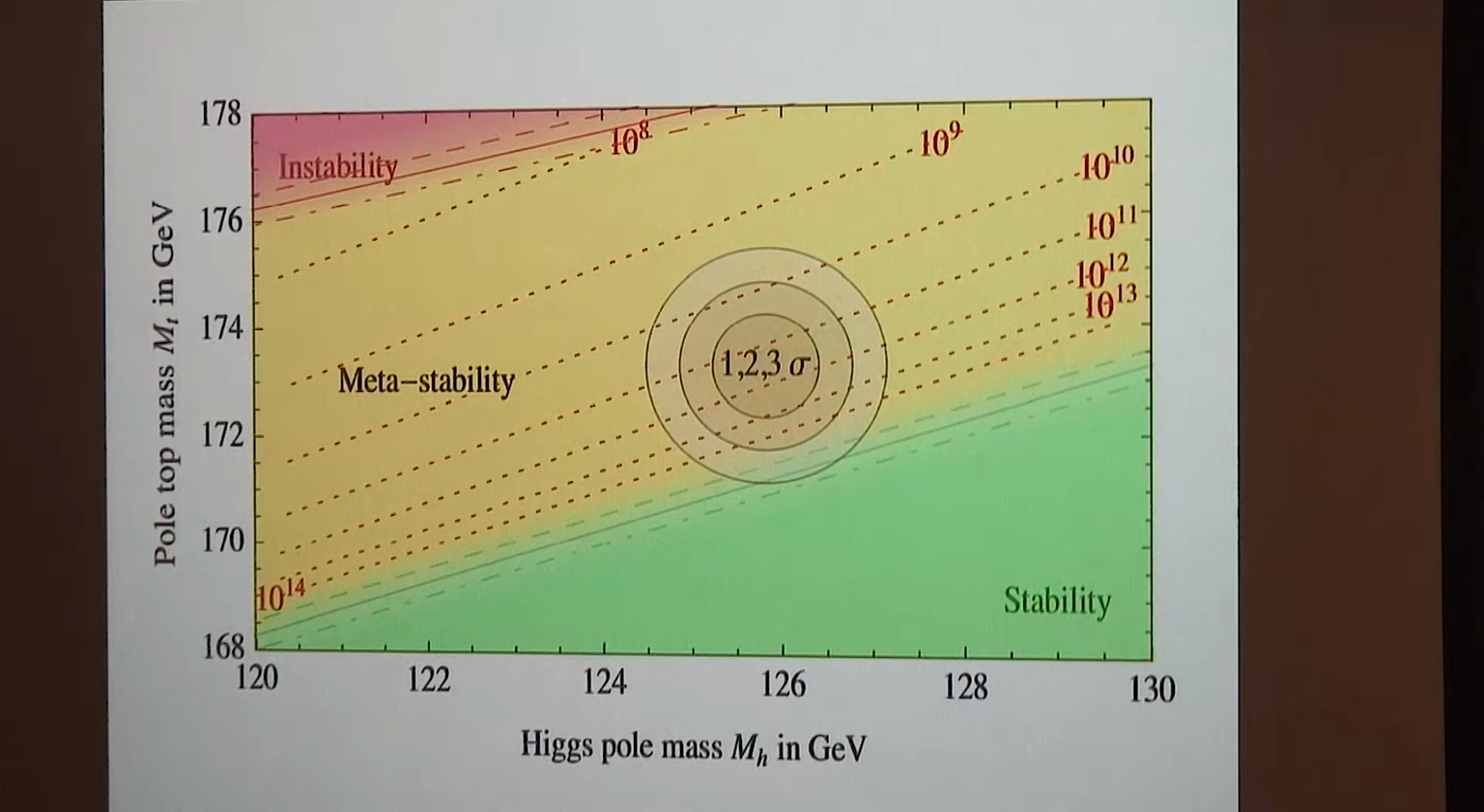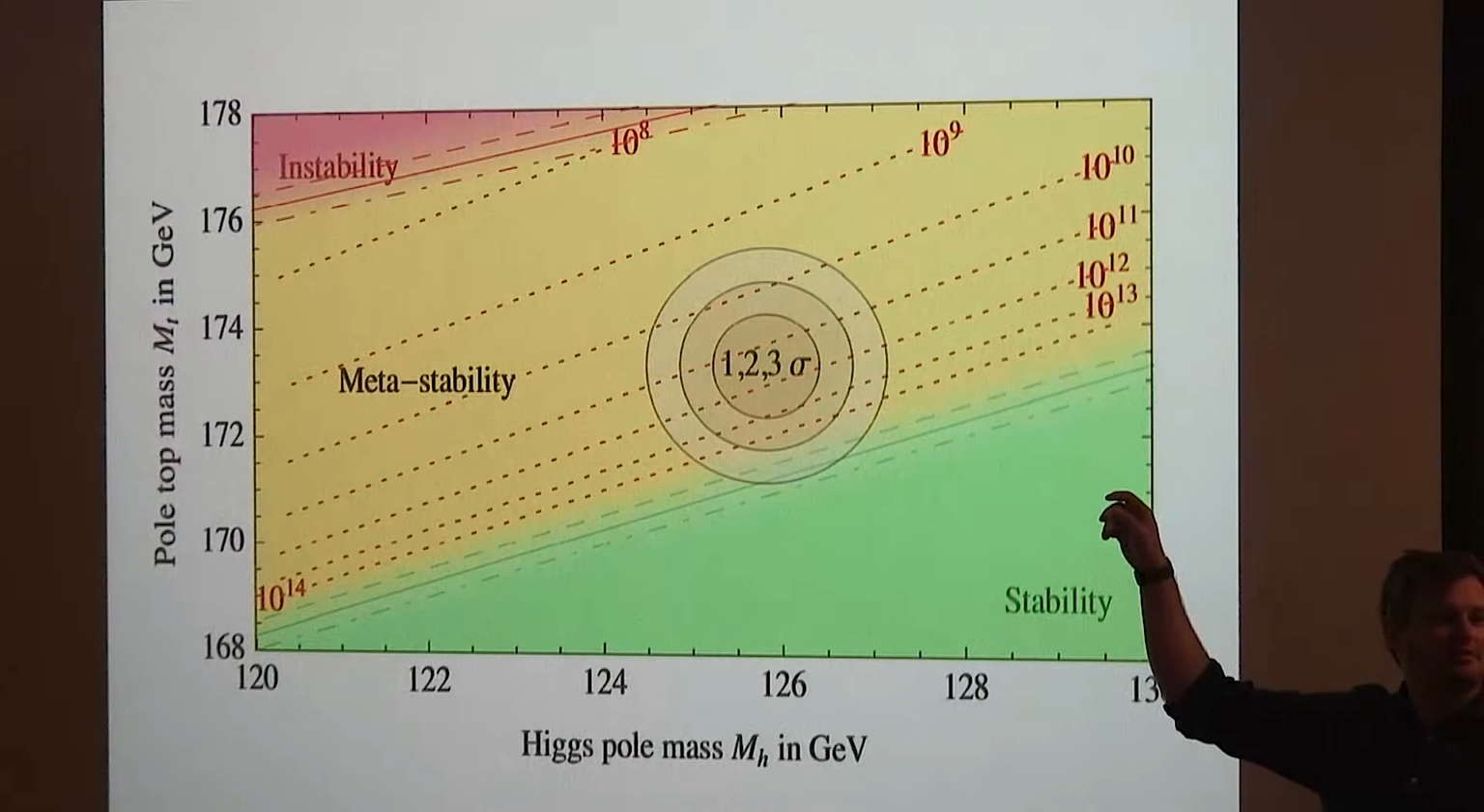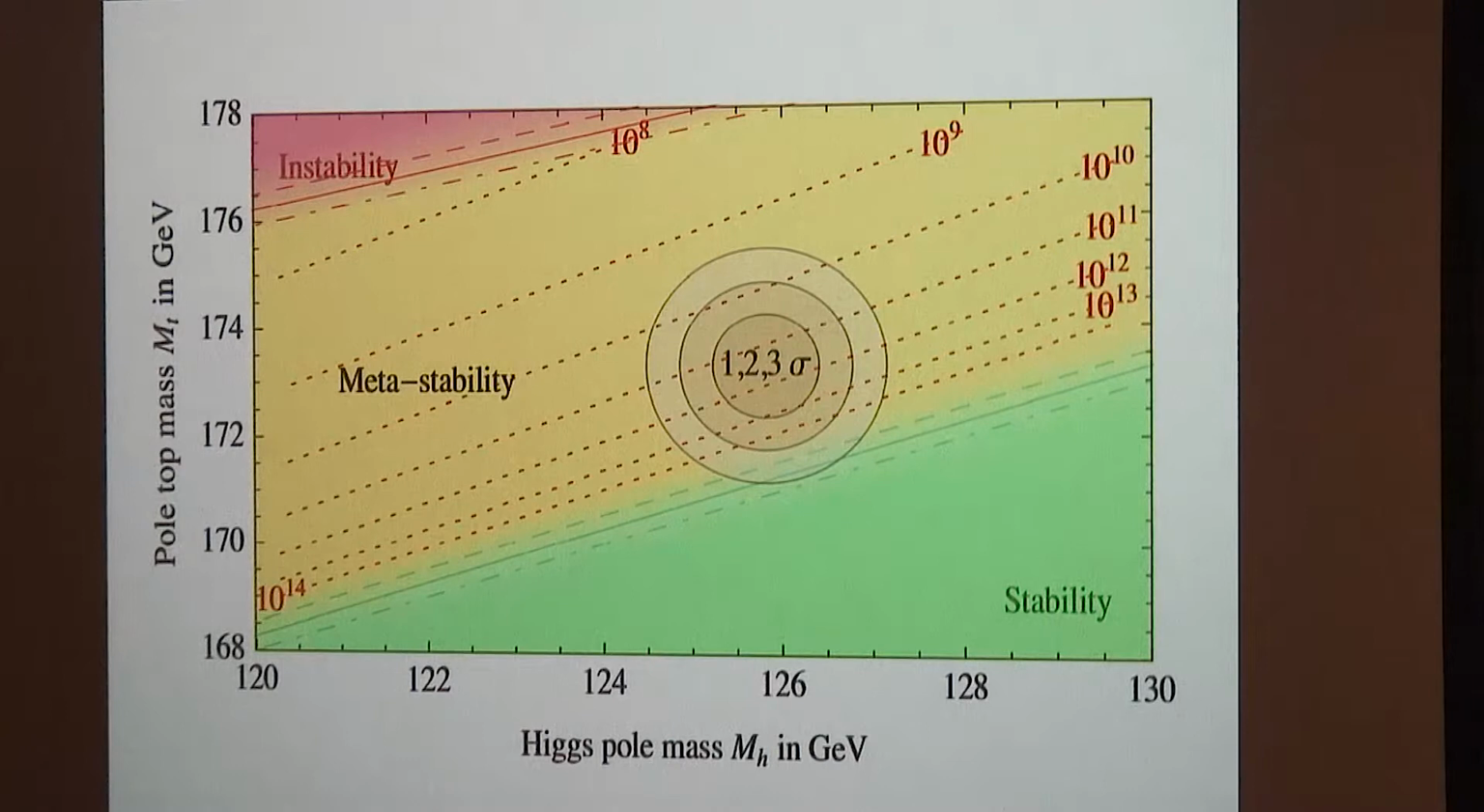Yeah? They just refer to how far you extrapolate this. So it would be like the Q squared max on the other plot. All right, so this tells you that somehow in the standard model we are in quite a delicate situation, okay?